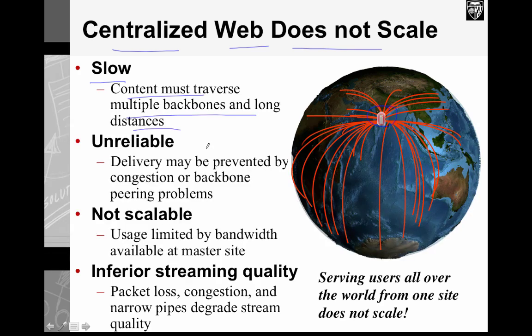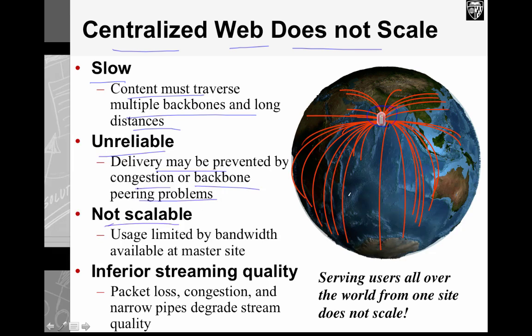There's all these backbones and tier 1, tier 2, tier 3, level 1, level 2, level 3 networks. Also, it can become unreliable. The delivery may be prevented because there may be congestion or backbone peering problems. Peering is basically when different network providers are communicating with each other, helping each other out and sharing network bandwidth.